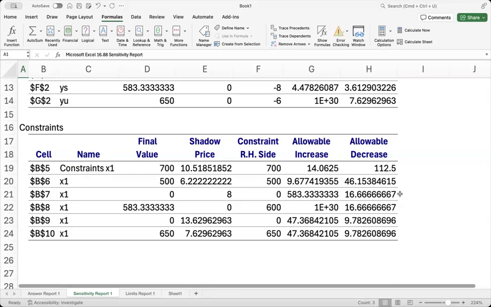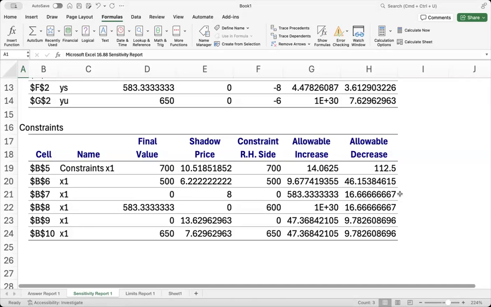And you see allowable increase and allowable decrease again. What does it mean? It means how large we can change the right-hand side of the constraint. So the right-hand side of the first constraint, what is it? 700 is the time on machine one, right? Available time of machine one.